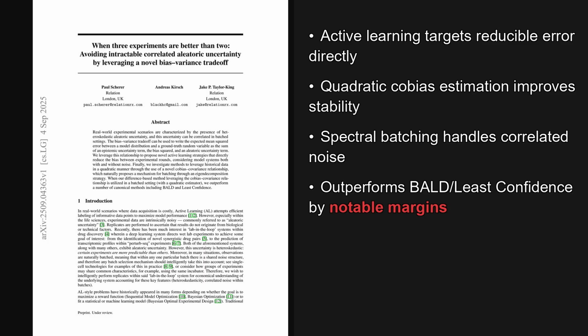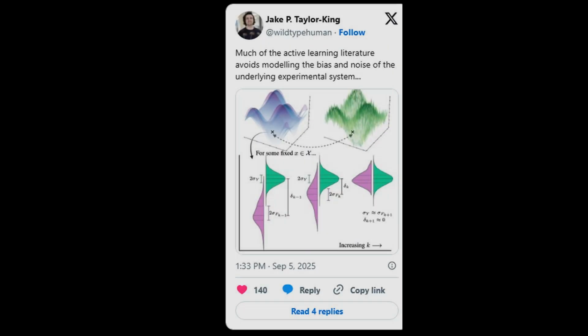In short, the method combines difference-based acquisition, a Cobias and covariance decomposition, quadratic bias estimation, and spectral batching to prioritize truly reducible error. On X, one post highlights that much of active learning skips modeling bias and noise in experimental systems, then showcases plots illustrating how bias and variance shrink across rounds. The reaction shows about 140 likes, which signals solid interest for a technical topic.